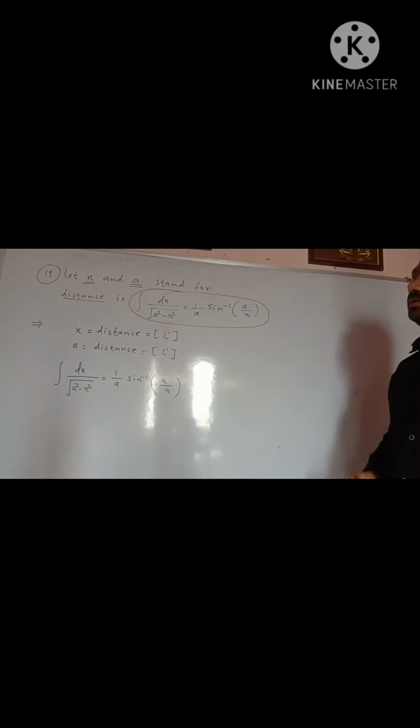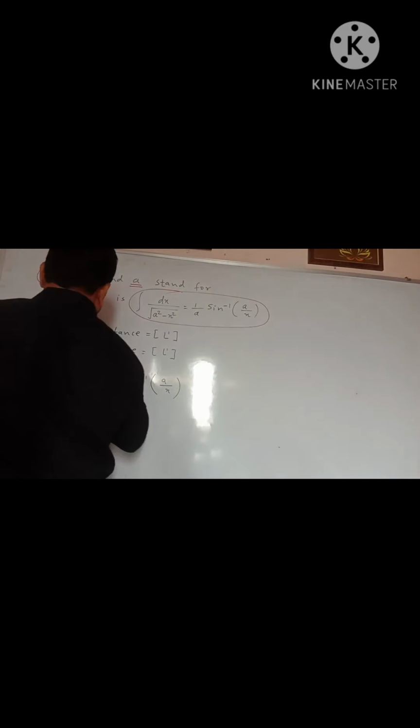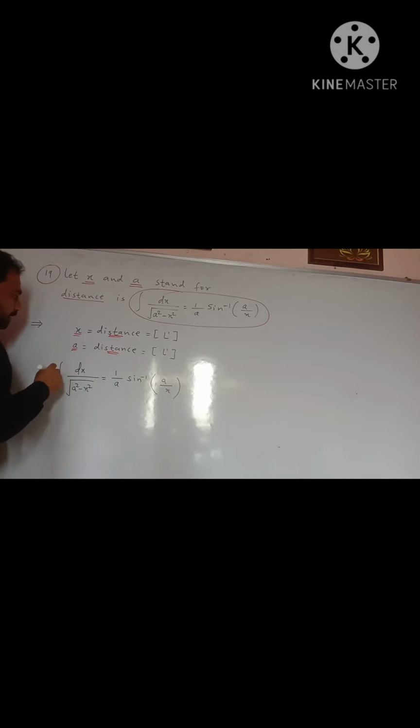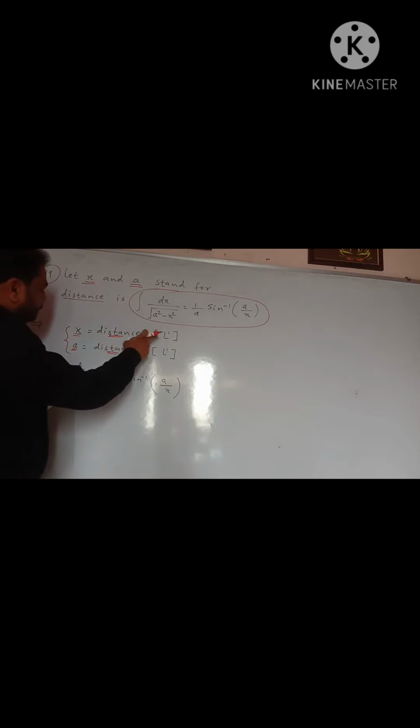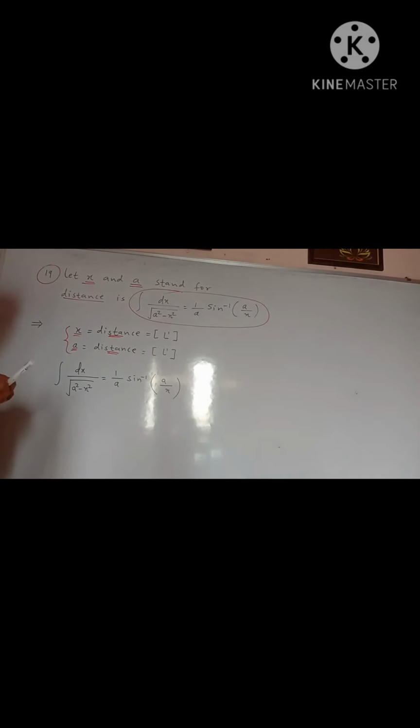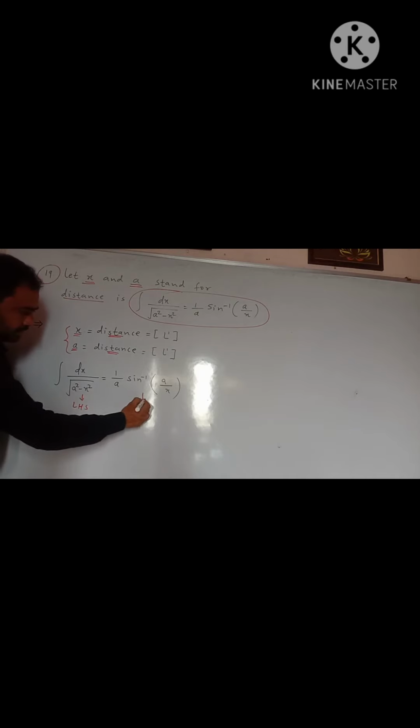Just concentrate on which things are given to us: distance x and distance a. Just concentrate on x and a. So we have to write L^1 instead of x, and L^1 instead of a. At first we solve the left hand side, and after that the right hand side. This is the LHS and this is the RHS.